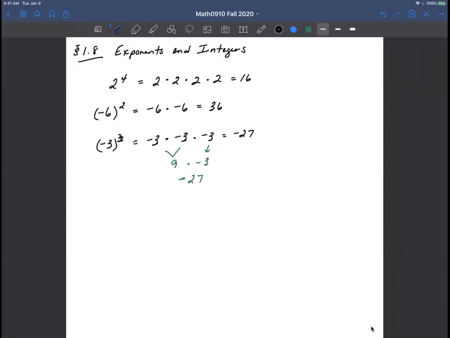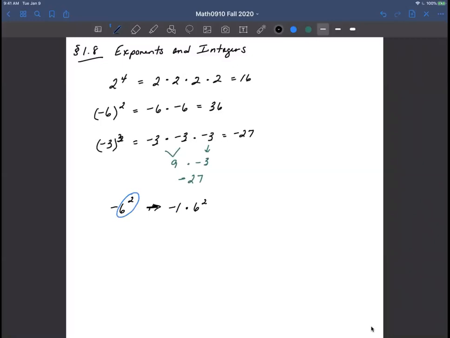But let me show you something. Notice how these negative numbers were in parentheses. But let's take this same -6, but let's just make it -6 to the 2nd power. What I need you to understand is that in the absence of a parenthesis, this exponent goes with the thing right here, because this is the same as saying -1 times 6 squared. I'll let that sink in for a minute.